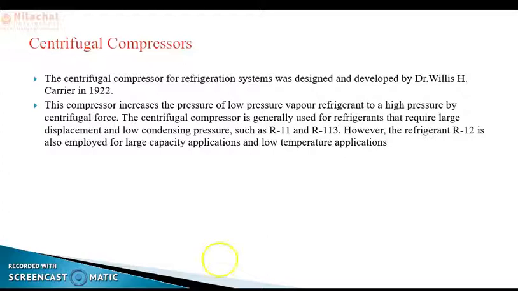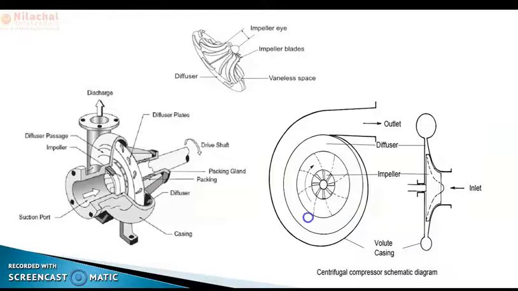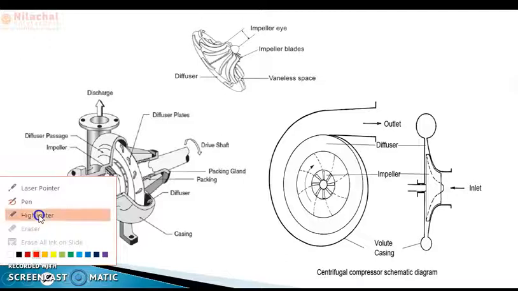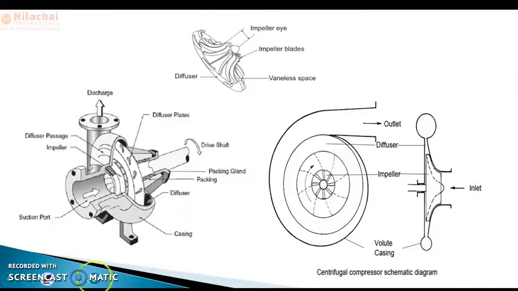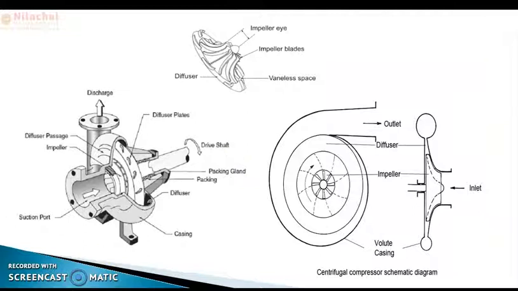Let's come to the construction, working principle, advantages and disadvantages. I am showing you different views, trying to show you how it is constructed and how it is working. Let's start.